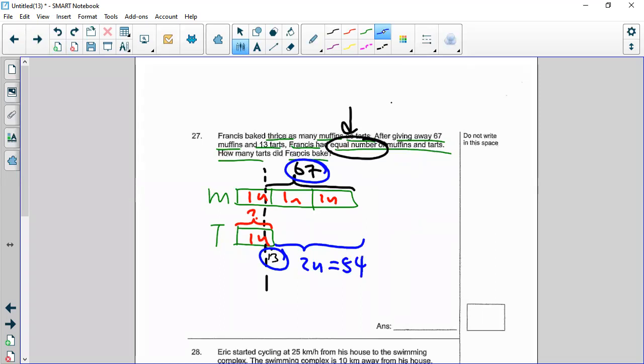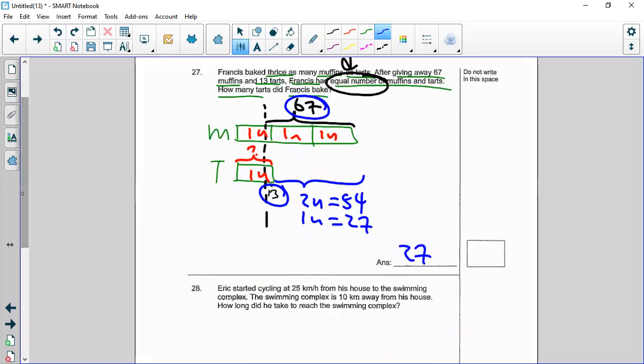So when you draw the model, you have to compare. Compare means to find how many more, how many less. So what is 1 unit? 1 unit will be 54 divided by 2, 27. So how many tarts did Francis bake? Which is 1 unit. 2 steps in your model. Okay, all right. Clear so far? All right. Okay, let's go to question 28.